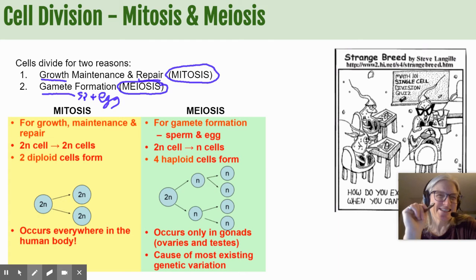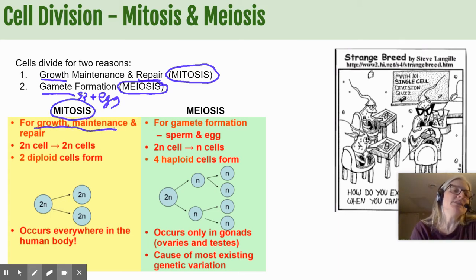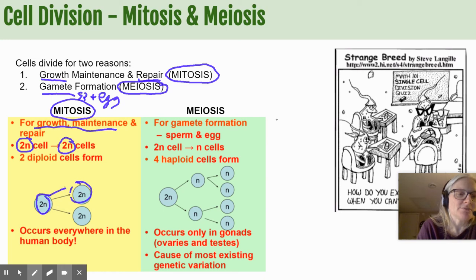So these 2 processes are slightly different because they're for different functions. When we're doing mitosis, we talked about it's for growth and maintenance. So we want the cells that we are reproducing to be identical to the originals. So we say 2N or diploid cells. You don't have to worry about that terminology in Science 30. But they have the same number of chromosomes as the parents. Okay. And this occurs everywhere in the human body.